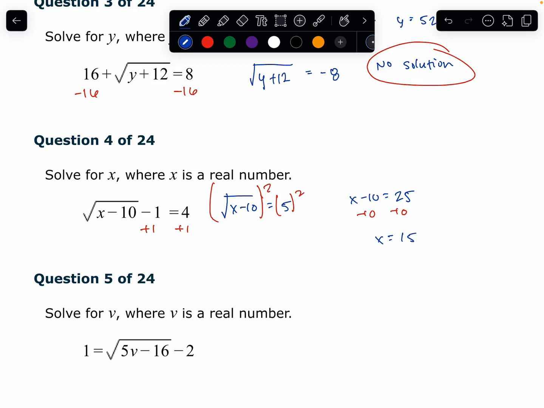We're going to add 10. Sorry, let me go back a little bit. We're going to add 10 and add 10, and we'll get x is equal to 35. There we go. That will be our solution.